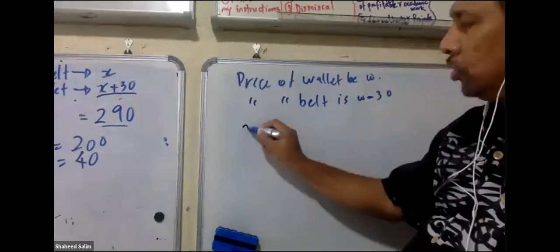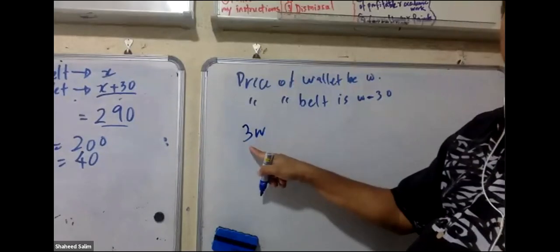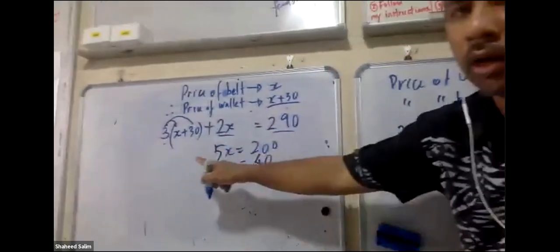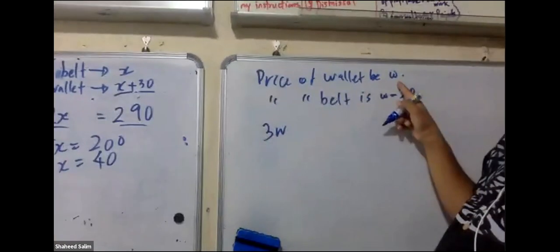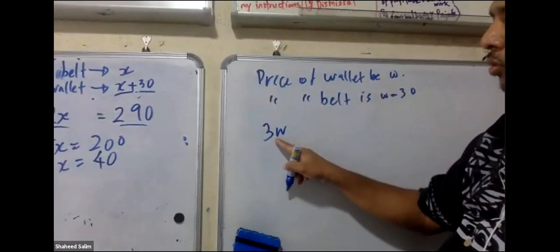Yeah. Okay. So now down here, you want 3 wallets, 3W. Right down here, 3 wallets, 3 times the price of the wallet. Because the wallet down here is W. So 1 wallet is W, 3 wallets is 3W.